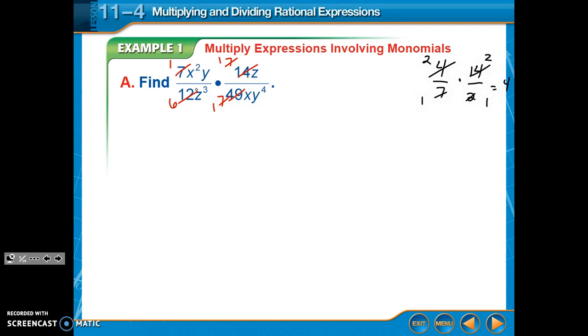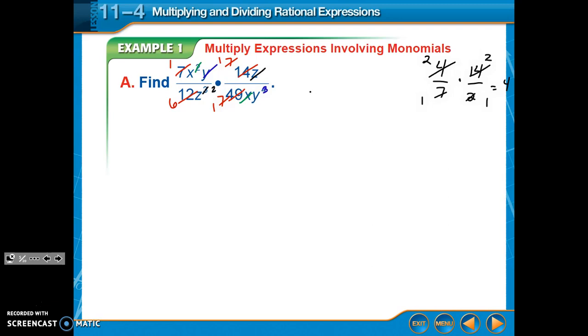Same thing with the variables. So I have x squared here and x here. X squared and x, this x is going to cancel with one of those to make this to the first. Okay, and then I can do my y's. So this is y, and this is y to the fourth. So this y becomes y to the third down here. And lastly, my z's, this is going to be 1, and this is going to become 2.